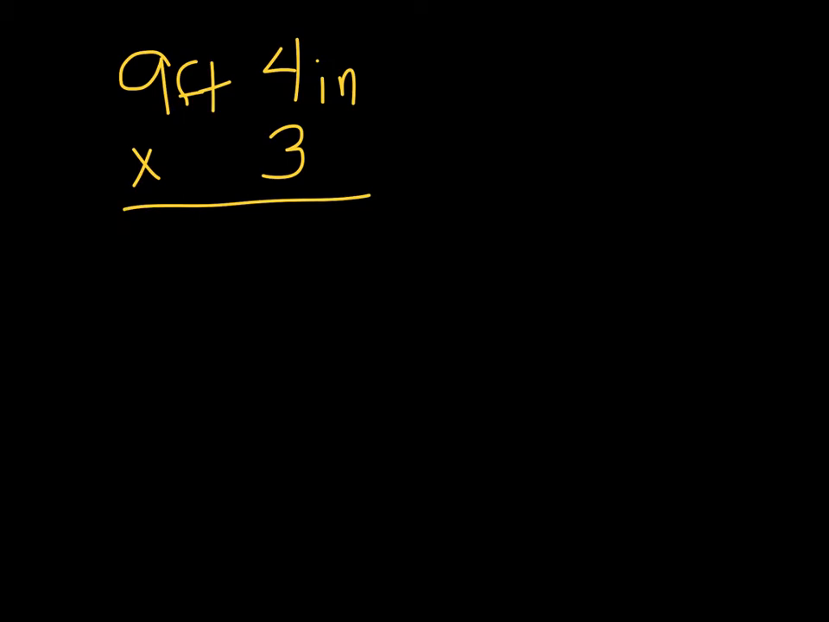Here's the first way. I'm going to multiply by each unit, then I'm going to regroup to rename one unit to another. So I have 9 feet 4 inches times 3. So first I'll multiply. 4 times 3 is 12 inches.